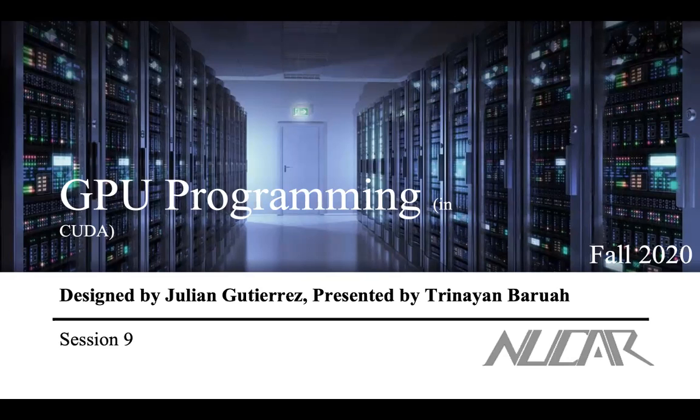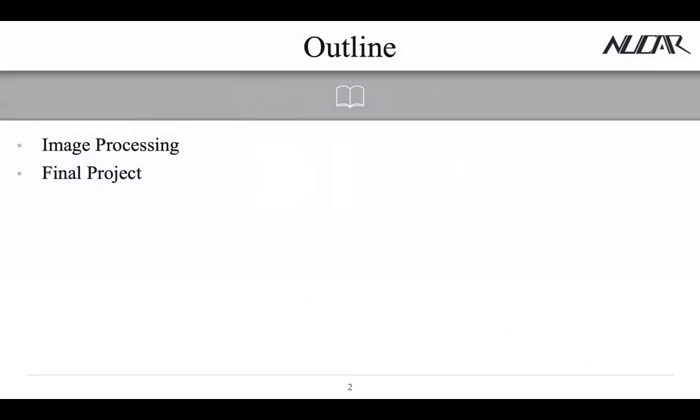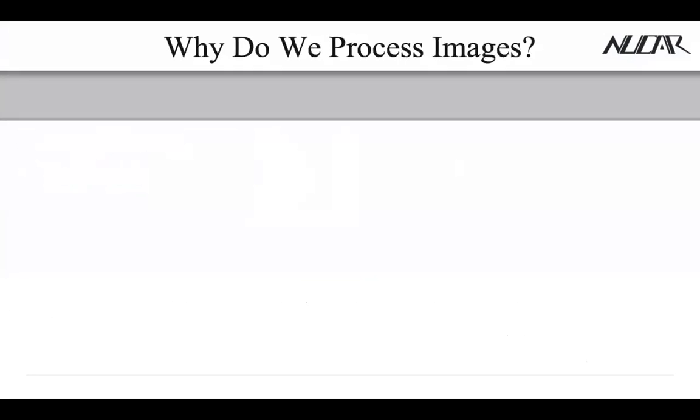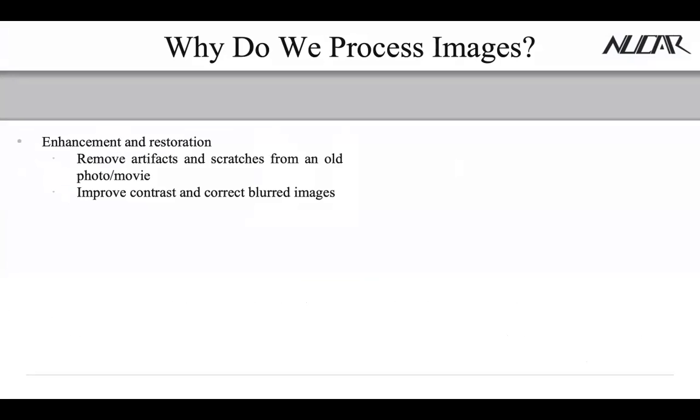Okay, then let's get started with the class. So this is a brief outline of today's image processing and what the final project is based on. First of all, why do we need to process images? There are a couple of different applications where image processing is quite important. The first is enhancement and restoration. Say you have a very old movie and you want to make it better in terms of quality. This application would fall in the realm of image processing. You can do things like improve the contrast and correct blurred images. There are algorithms that do that.